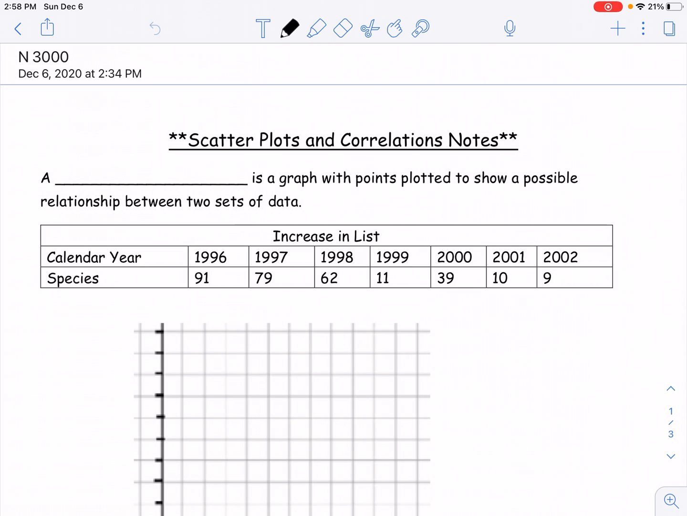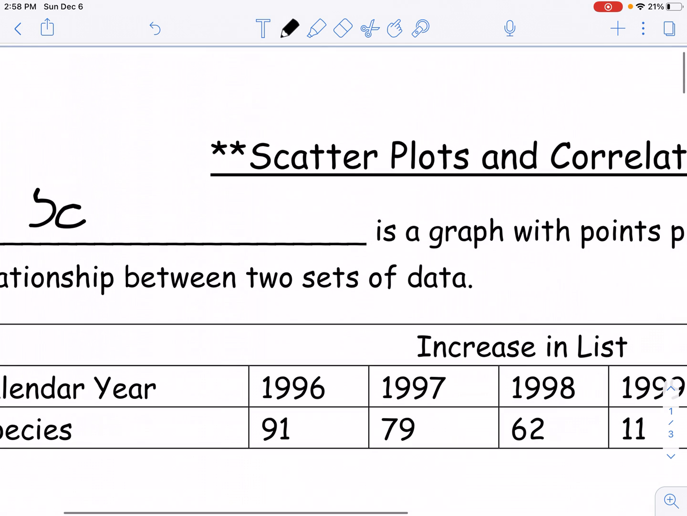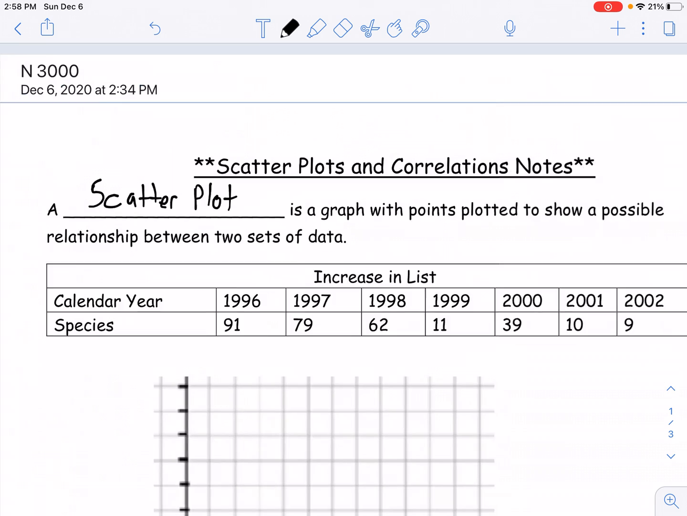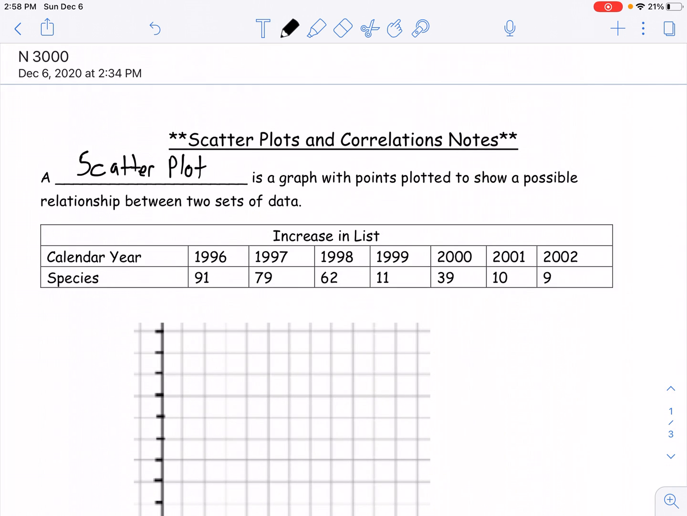Okay, so we're going to be talking about scatter plots and correlations. When we're talking about a scatter plot, a scatter plot is a graph with points plotted to show a possible relationship between two sets of data.